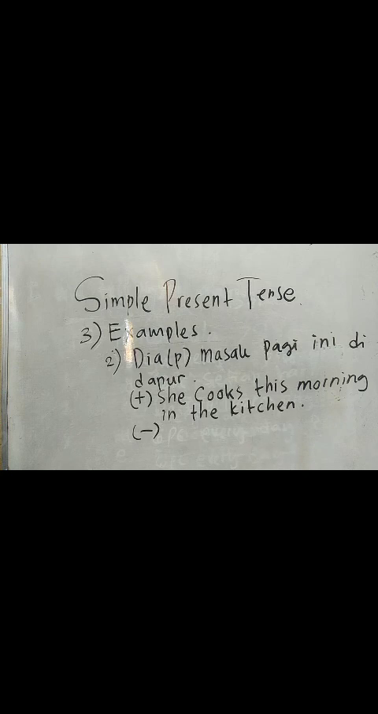And then for the negative. What is the negative one? Please remember, we are going to make the negative. In the negative pattern, we will use the particle don't and doesn't. The question is when we are going to use don't and when we use doesn't. Don't and doesn't are different.